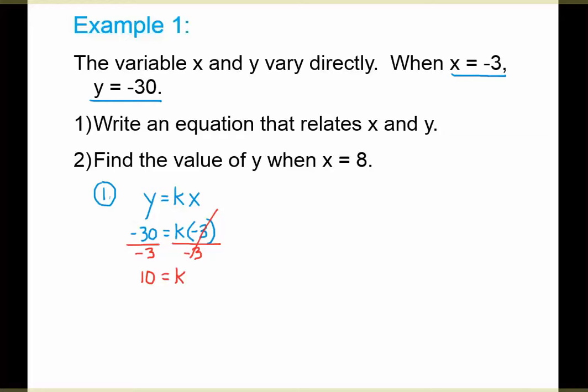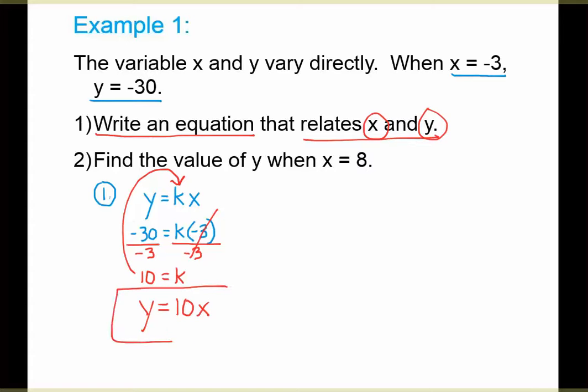Okay, if you go back up to the question, it wants you to write an equation that relates x and y. That means you have to have an x and a y in your equation. If you just stop right here at 10 equals k, that's not good enough. There's no x and y in there. Remember that because you're going to forget it. Okay, so let's take that 10 and plug it in for k, and our general equation is going to be y equals 10x. So that is the equation we're looking for.